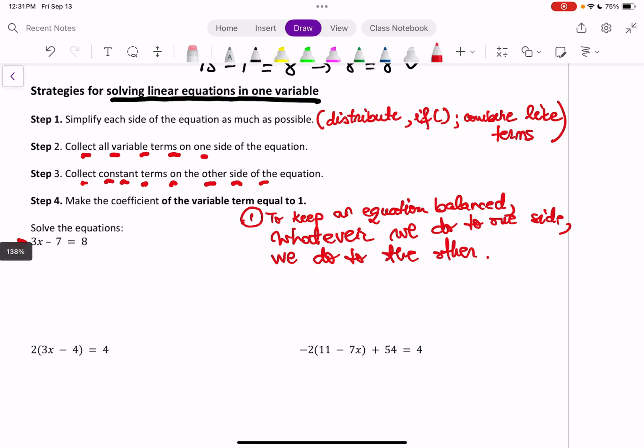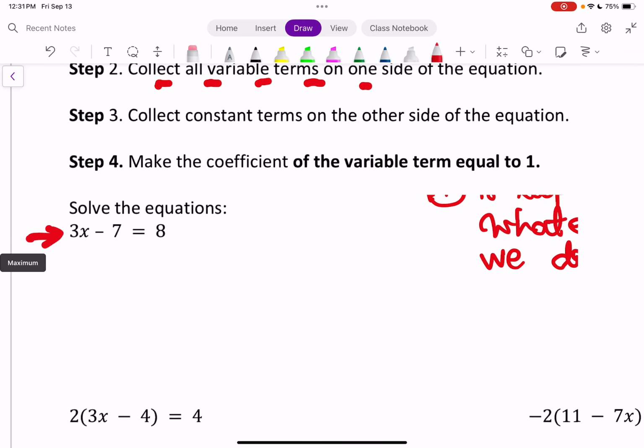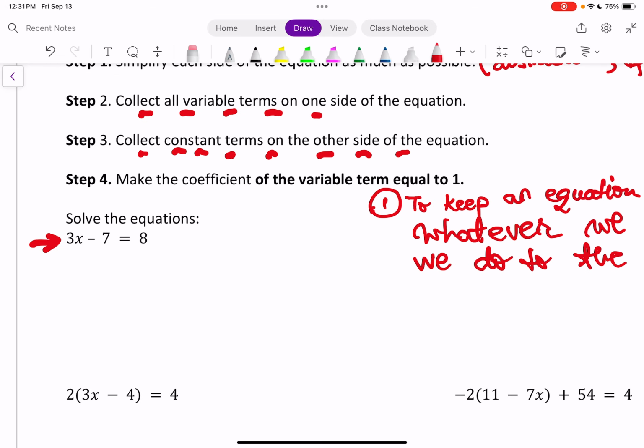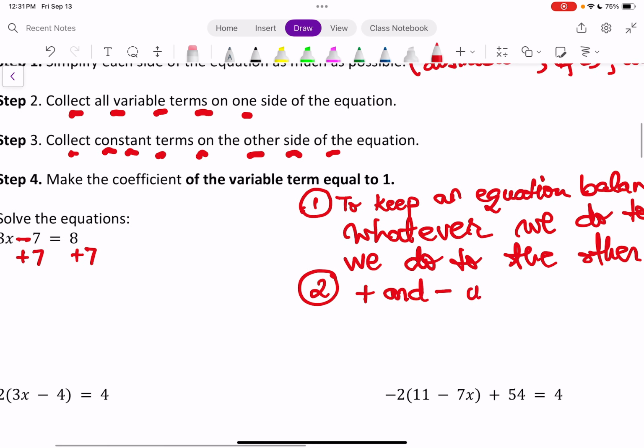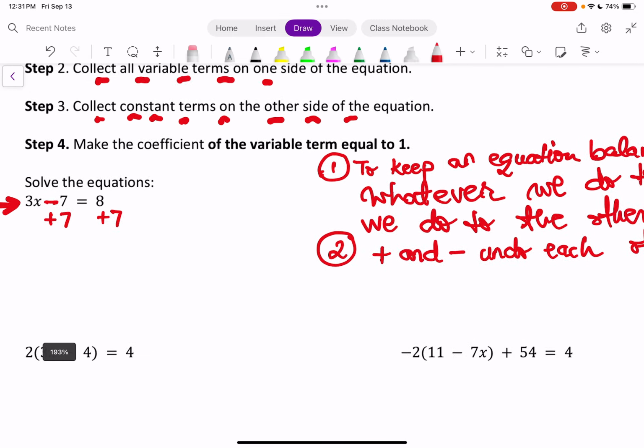Okay, so how do I get these constant terms to one side, variable terms to the other? Well, we're going to do the opposite operation. As you see here, the 7 was subtracted from 2x. So to undo that subtraction, I'm going to add 7 to both sides of the equal. This addition and subtraction undo each other. Actually, we call these inverse operations. And so why would we add 7?